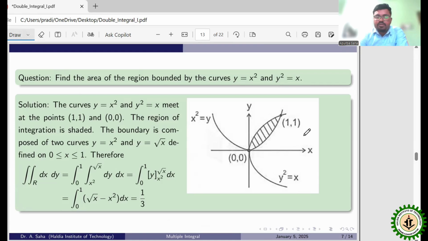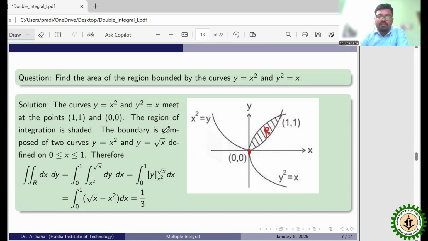We know that this curve is x squared equals y and this one is y squared equals x. These two curves meet at the point (0, 0) and the point (1, 1). So this is the region R, and it is shaded here.